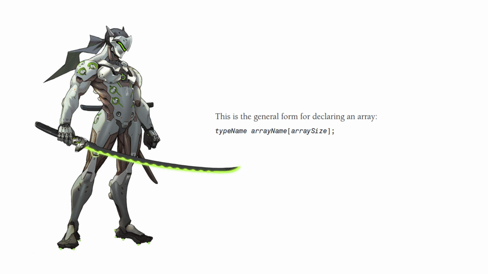So in general, how you declare an array is just what variable type do you want, what do you want the name of the array to be, and how big do you want that array to be? Now this type can be any variable type. It doesn't have to be an integer. It can be a string or a bool or a character.